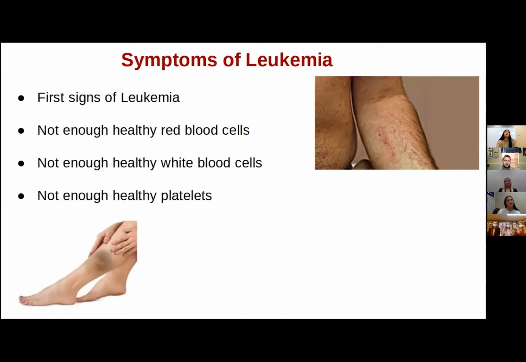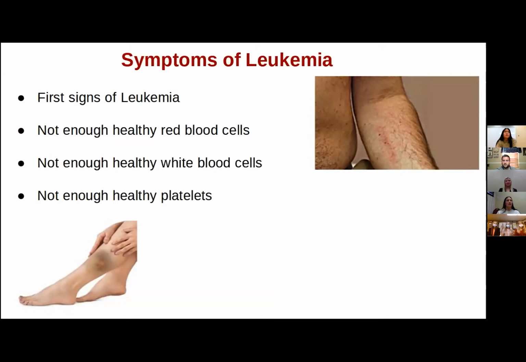But if your blood does not get enough healthy red blood cells, then you experience pale skin, irregular heartbeat, dizziness, and shortness of breath. This is because your body is not getting enough of the oxygen that it needs, because red blood cells provide that oxygen to your body.